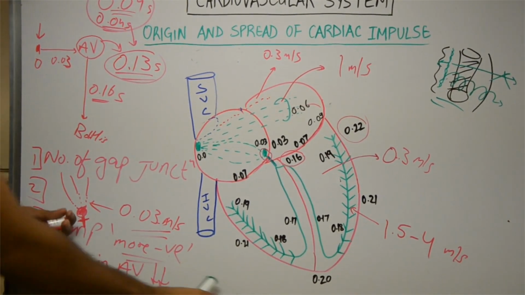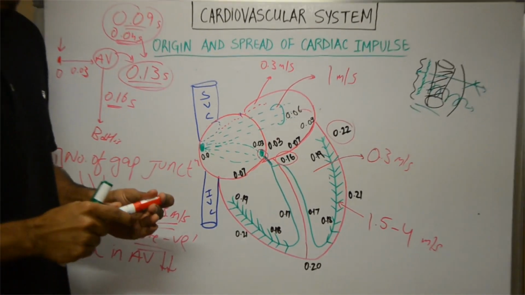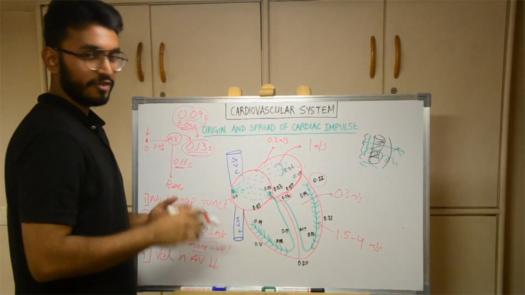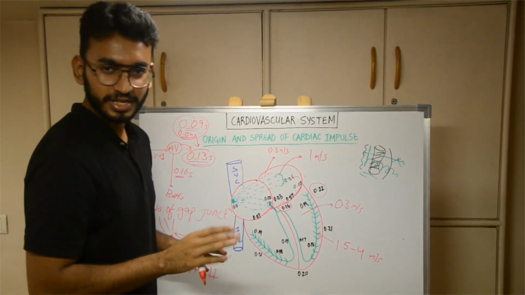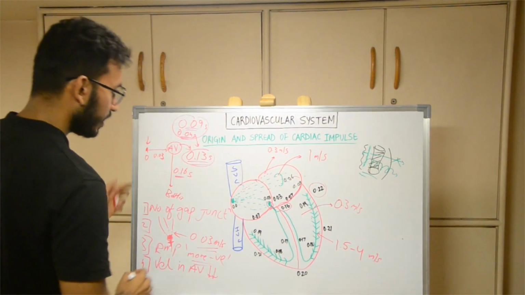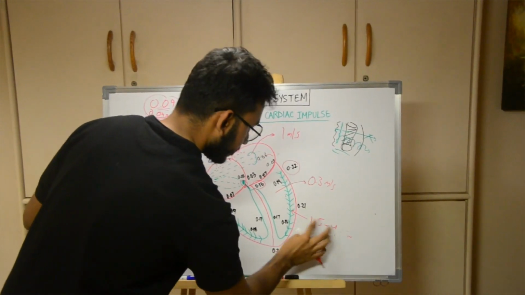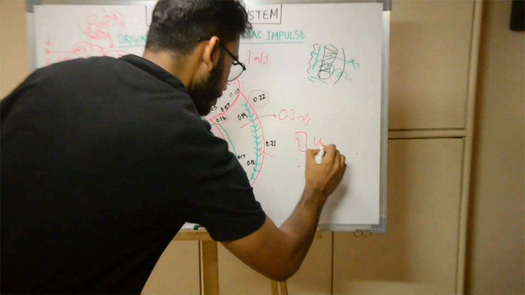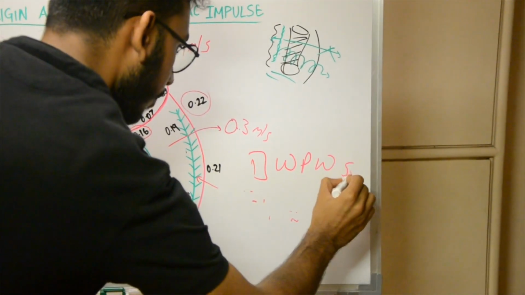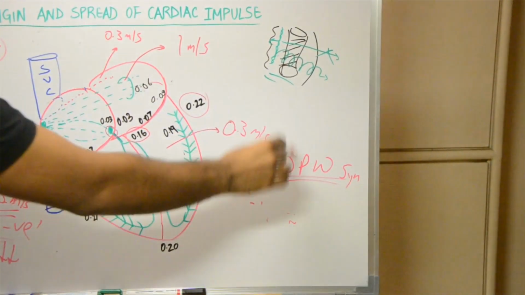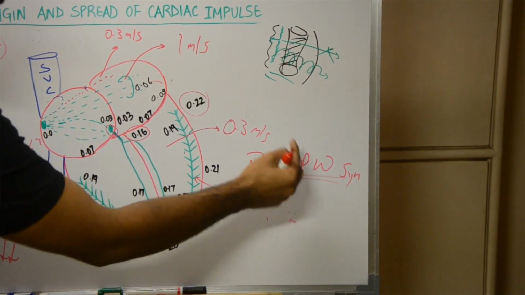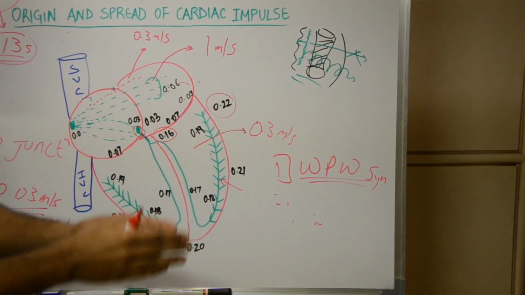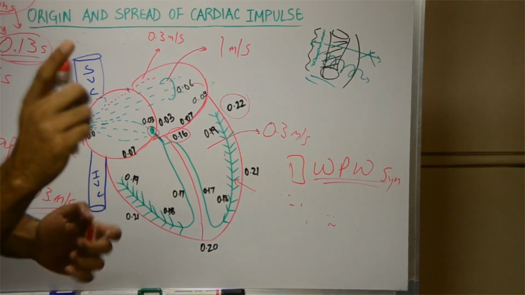Now let me tell you something really interesting. We'll basically discuss 2 clinical conditions. Now these have a very fancy name, but they are really simple. The first one that we consider is WPW syndrome. WPW stands for Wolff-Parkinson-White syndrome. Now what happens here?